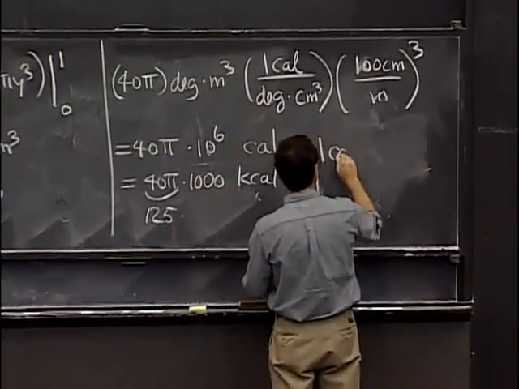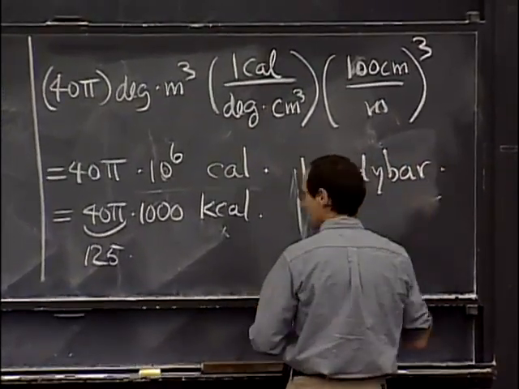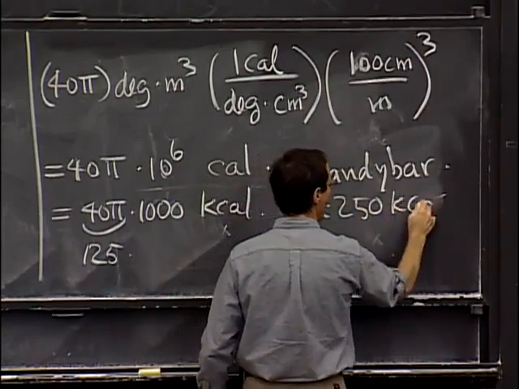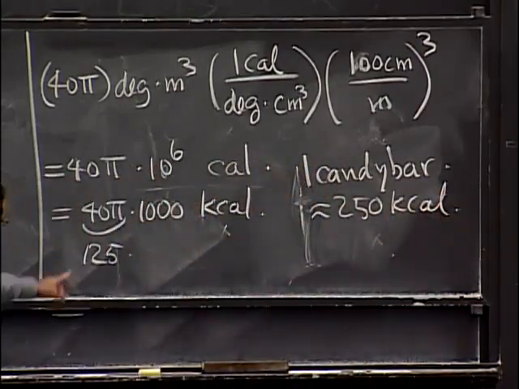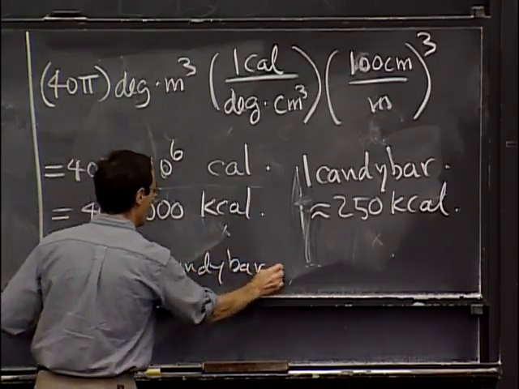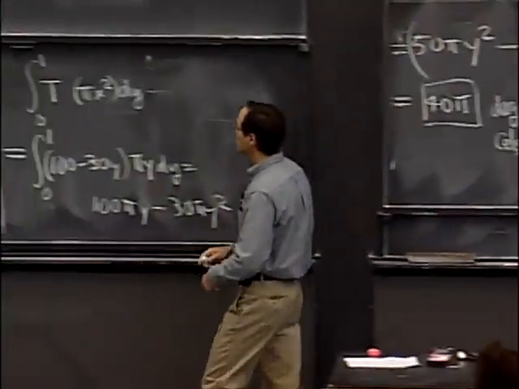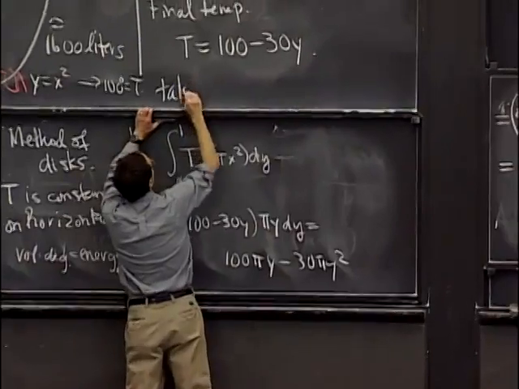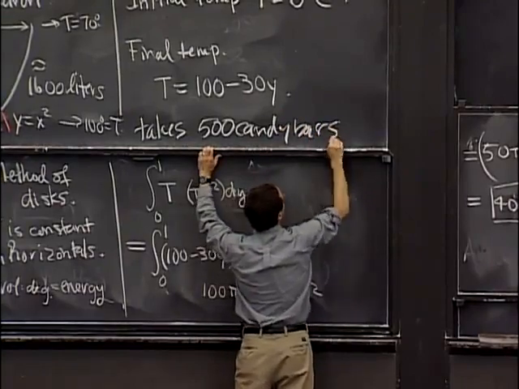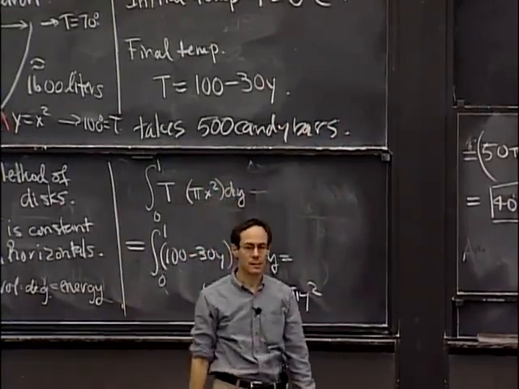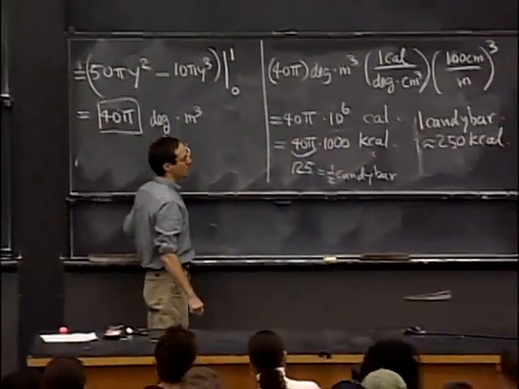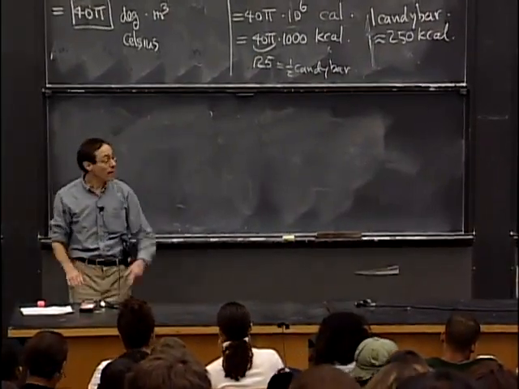And so one candy bar, this is a Halloween example, one candy bar is about 250 kilocalories. All right? So this is a half a candy bar. So the answer to our question is that it takes 500 candy bars to heat up this thing. Okay. So that's our example. Now, yeah. Question.